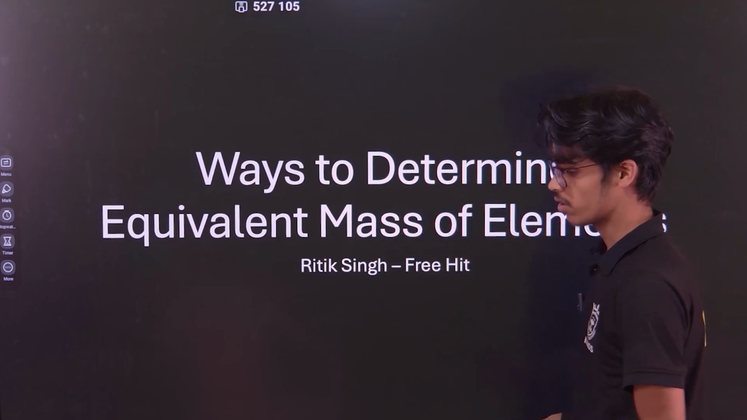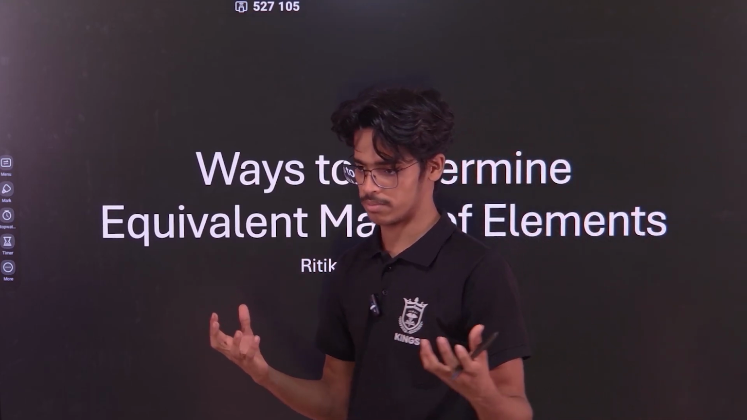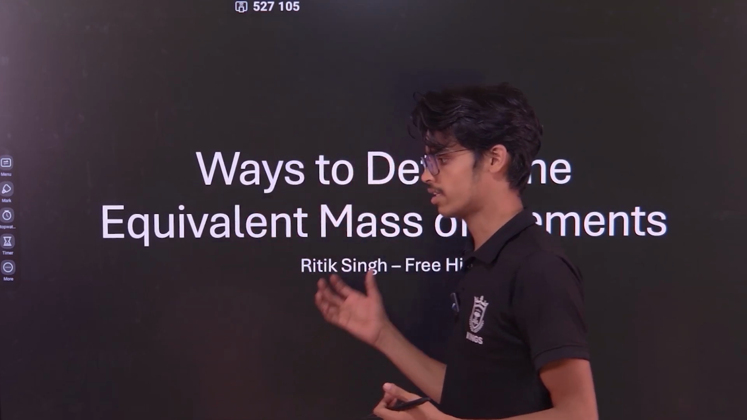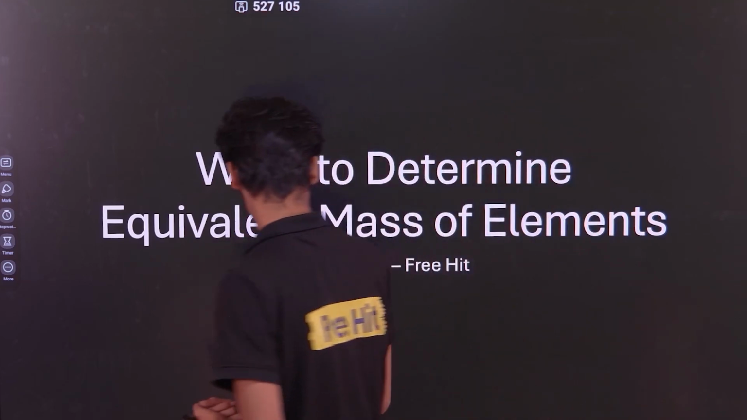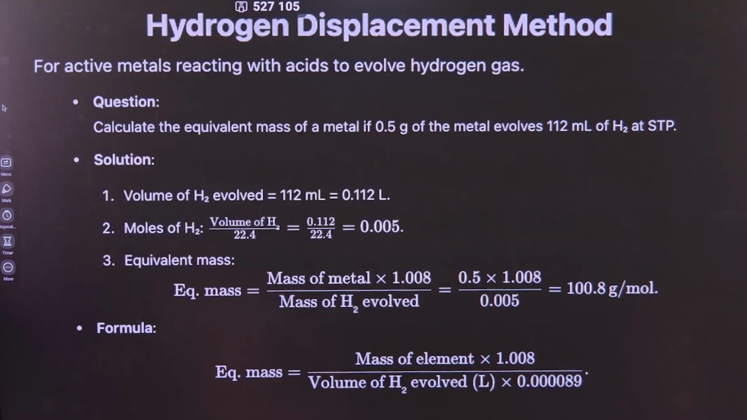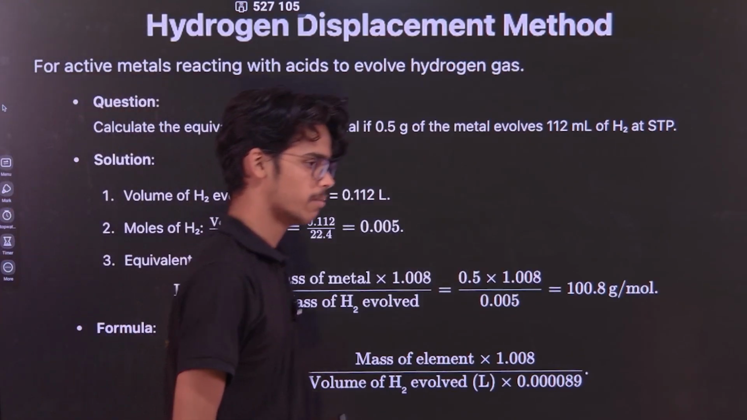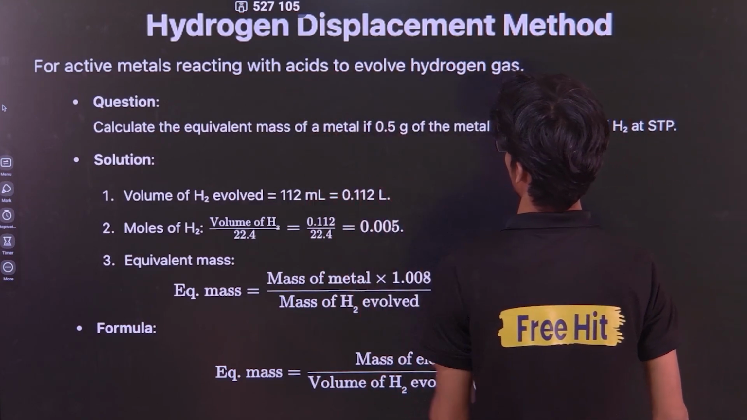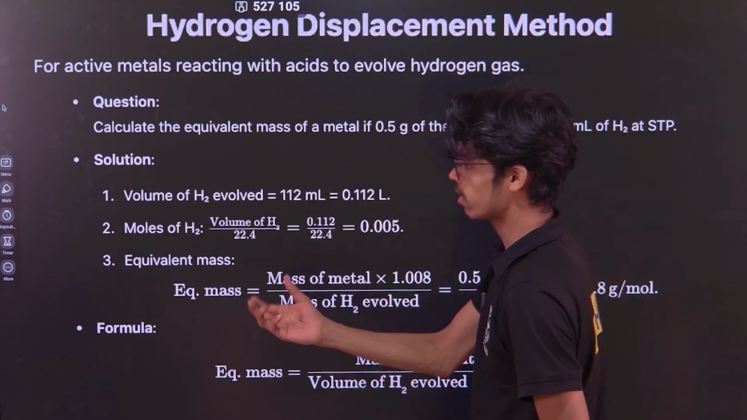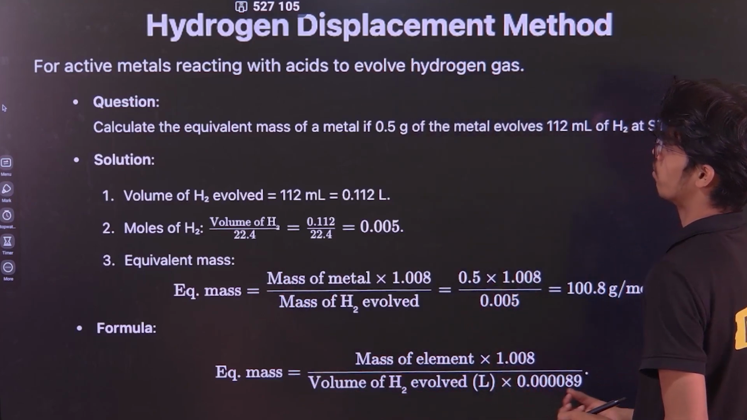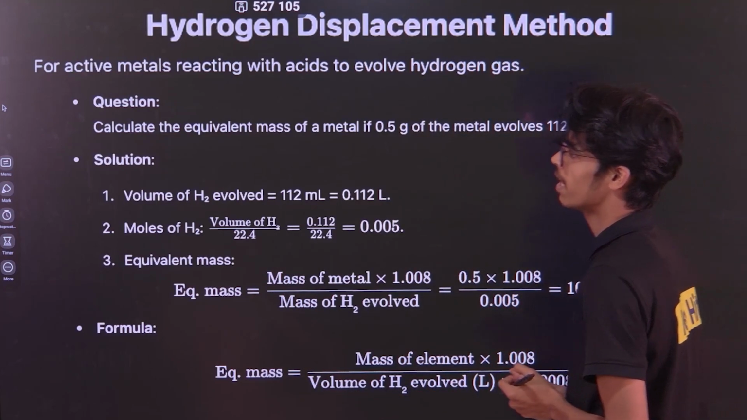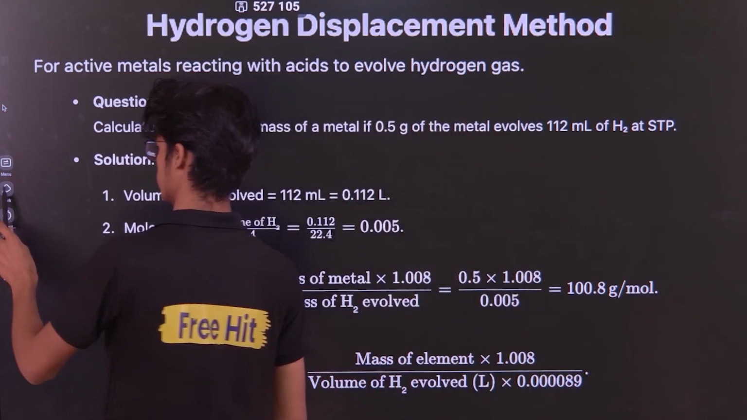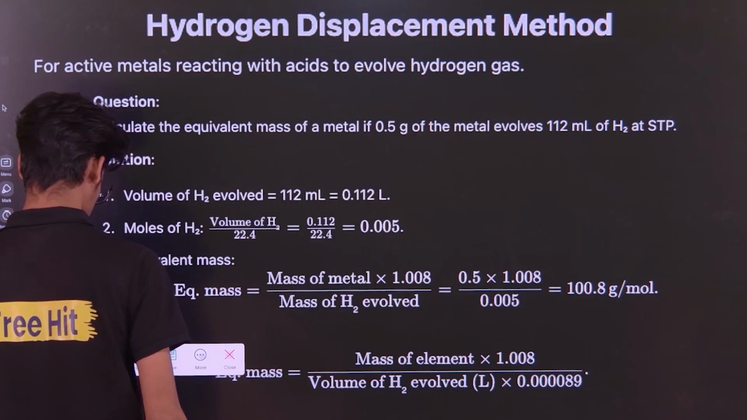Now there are a lot of reactions we do with some metals or non-metals to find out their equivalent mass, and those reactions we are going to study in this lecture. The first method of finding the equivalent mass is by reacting the metal with some acid to evolve hydrogen gas. When a metal reacts with an acid to evolve hydrogen gas, we can determine the equivalent mass of the element. Let's see how we do it for this method.